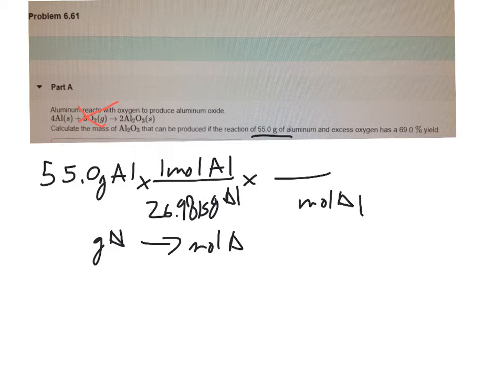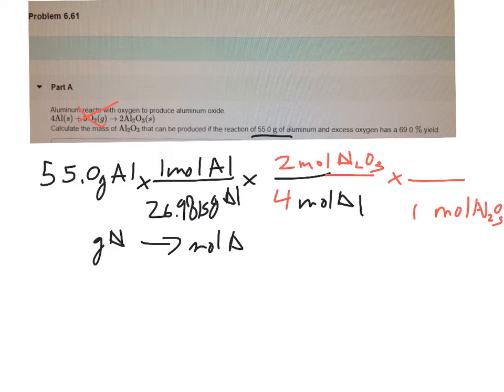Now I need to switch substances. I need to go from aluminum to aluminum oxide. It's a ratio of 4 to 2. 4 moles of aluminum for every 2 moles of aluminum oxide. Now I have moles of aluminum oxide. I don't want moles of aluminum oxide. I want grams of aluminum oxide.